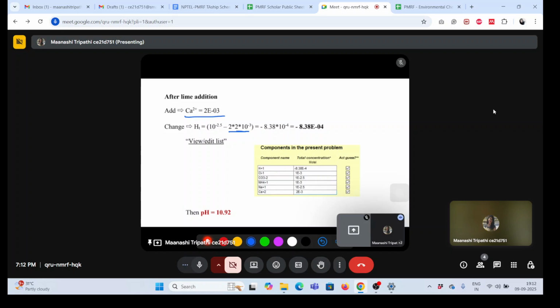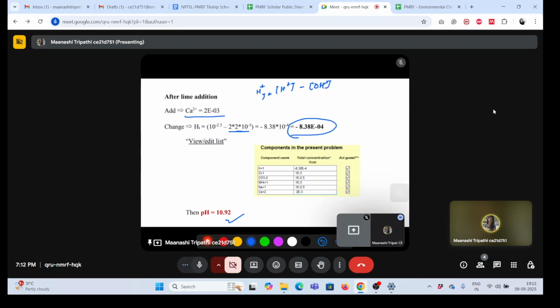So simple. What was total pH? H plus total was, initially we learned, H plus minus OH. This is what we learned initially. So we just got that, and we will put this value also in case of H plus. Then we can directly get the pH as 10.92.